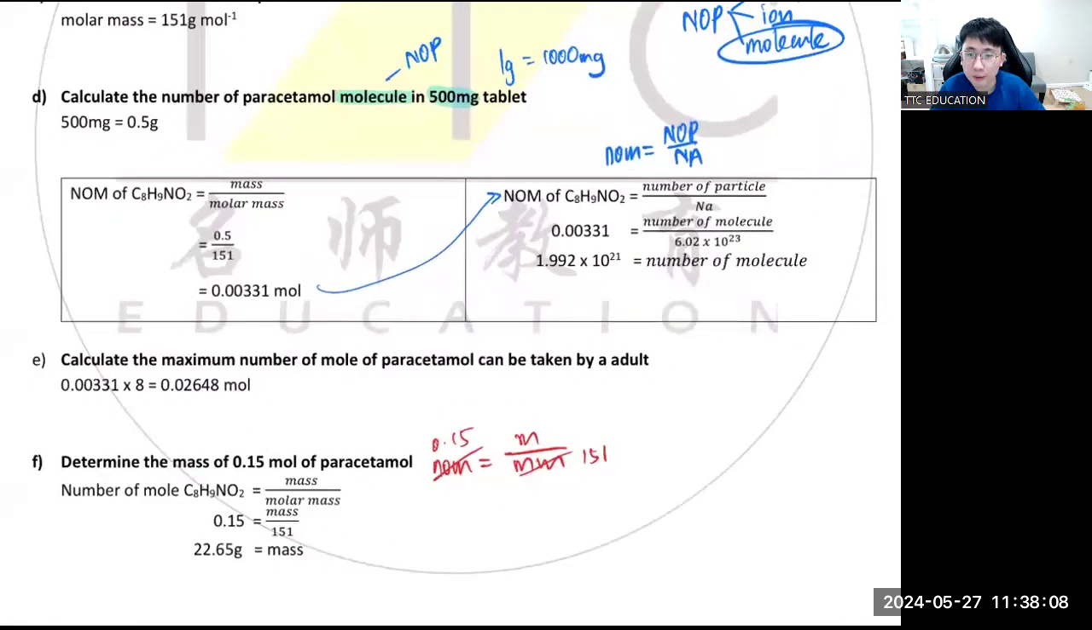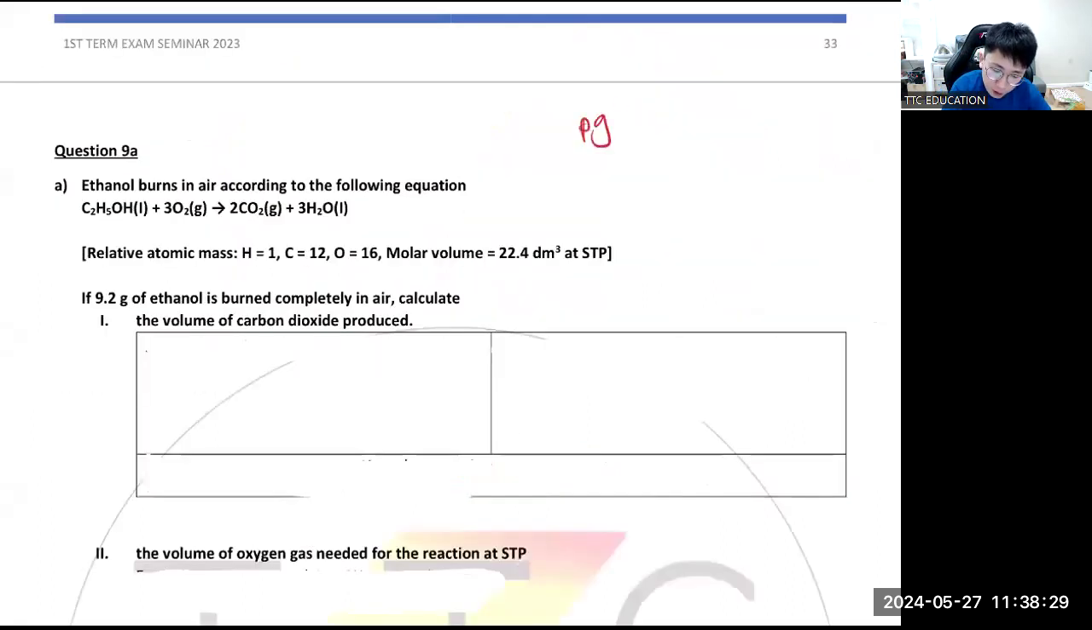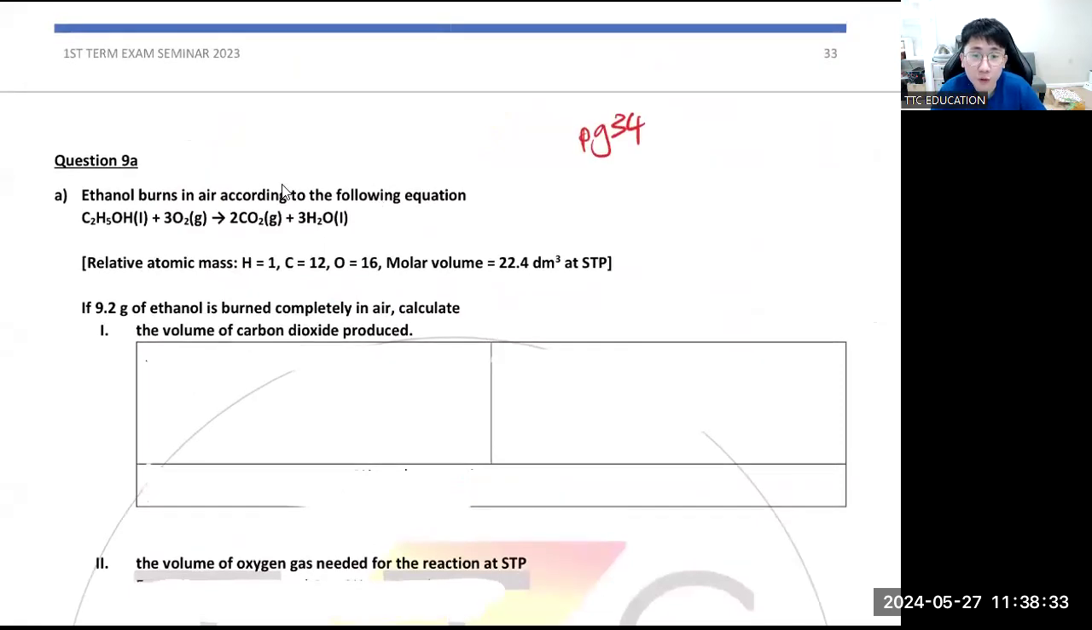Okay, so now let me do some harder questions, around page number 34. Guys, look at this, page number 34. Something like this. When they give you an equation, okay, sometimes if they don't give you an equation, they ask you to write your own equation, also possible.